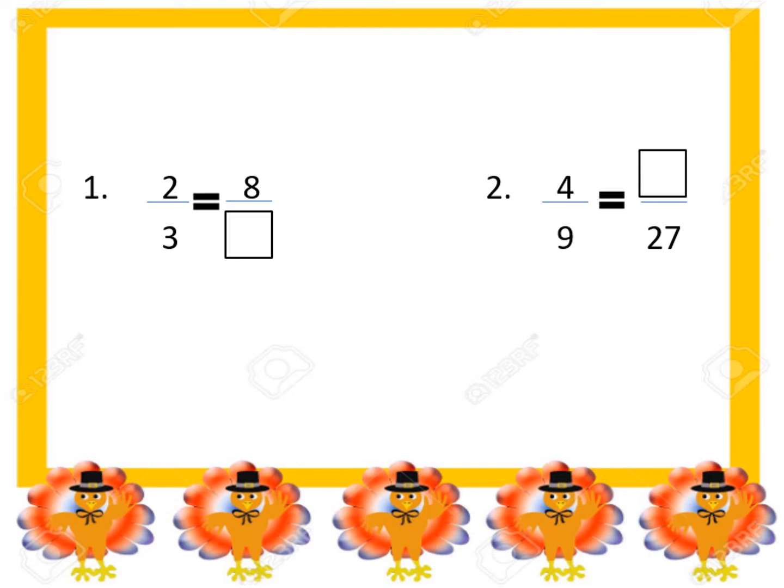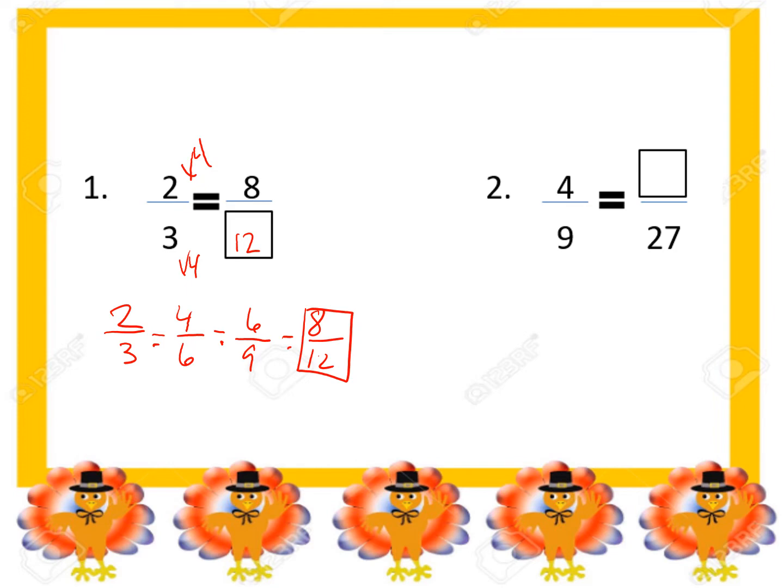2/3 equals 8 over what? Well, what did I do to 2 to get to 8? 2 times 4 is 8, so whatever I do to the numerator, I have to do to the denominator. So then 3 times 4 is 12. Again, we can check that. 2/3: 2, 4, 6, 8, 3, 6, 9, 12. It worked out. So then 2/3 is equal to 8/12.